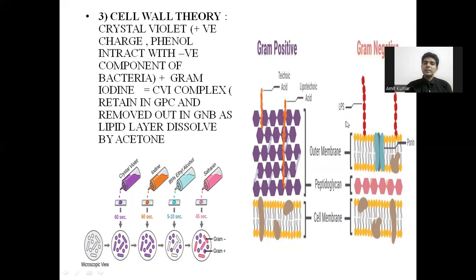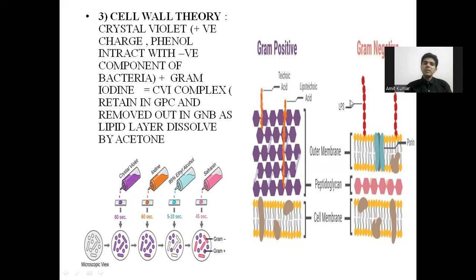Then what happened with gram negative bacteria? As you all know, gram negative bacteria consist of a thin peptidoglycan layer, and above this peptidoglycan layer there is a lipopolysaccharide layer, a lipid layer. LPS stands for lipopolysaccharide layer, that is the lipid layer.